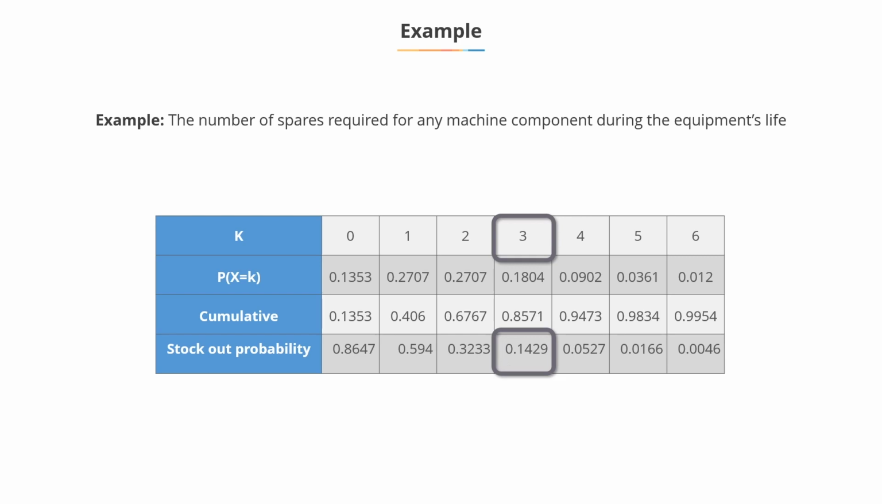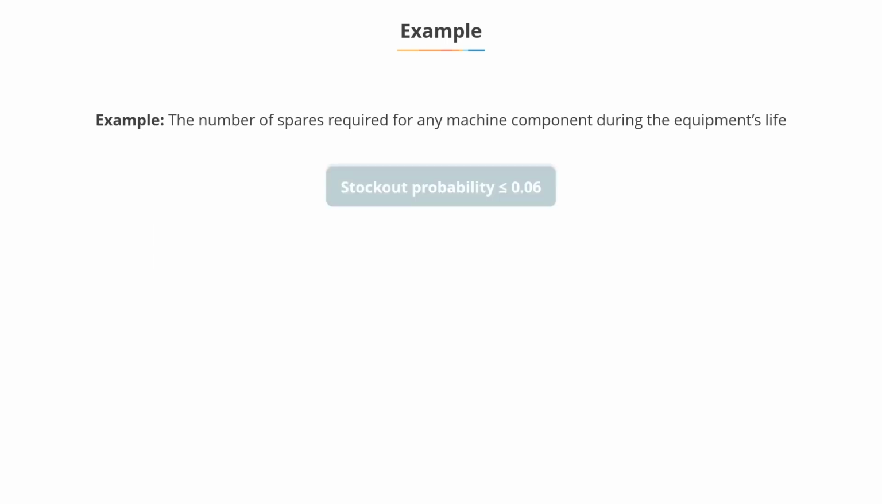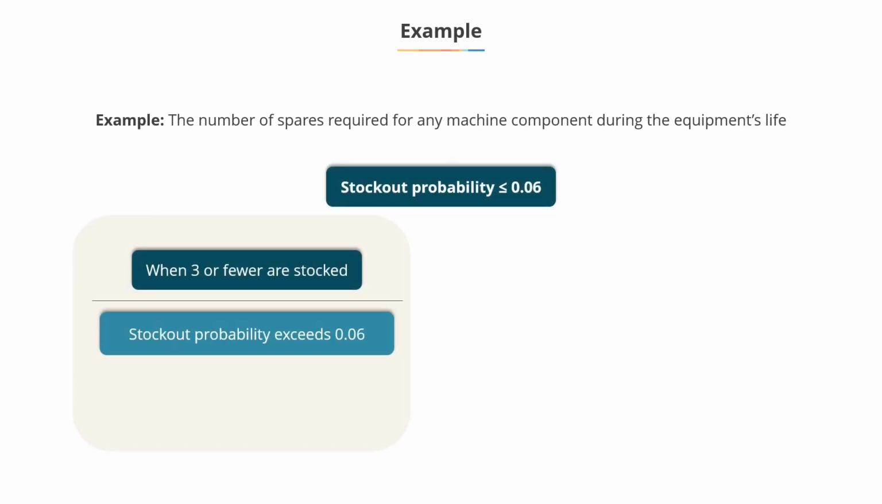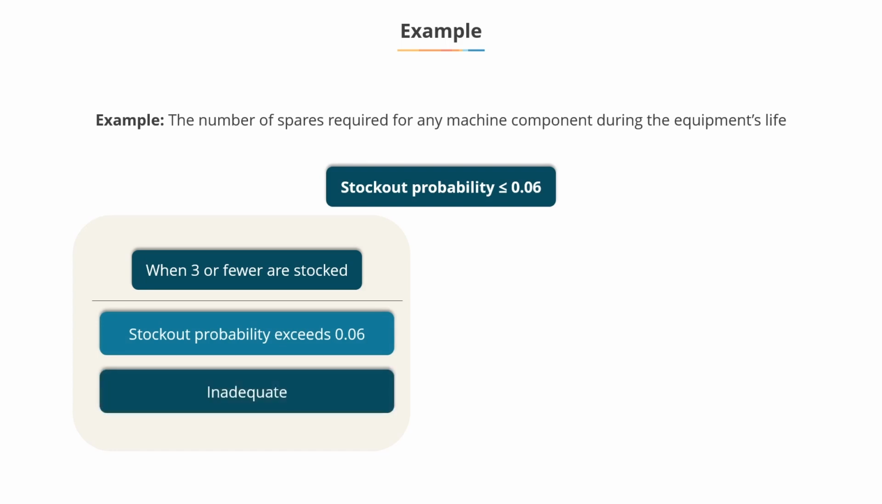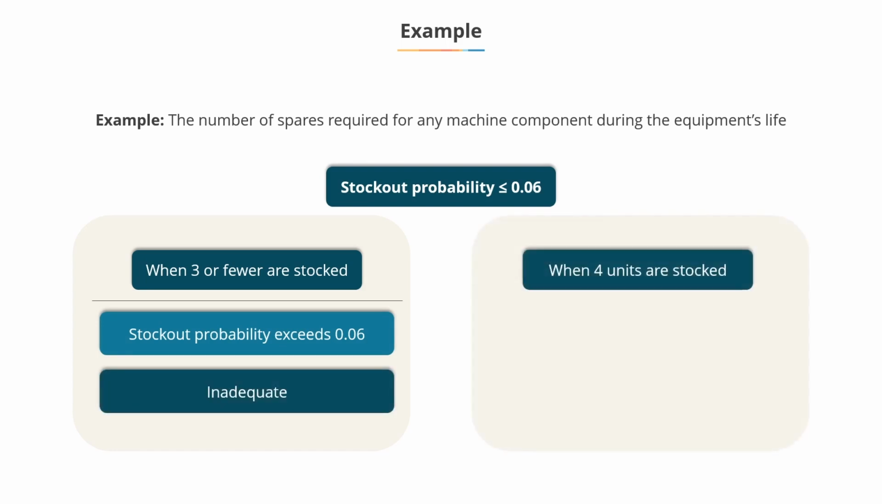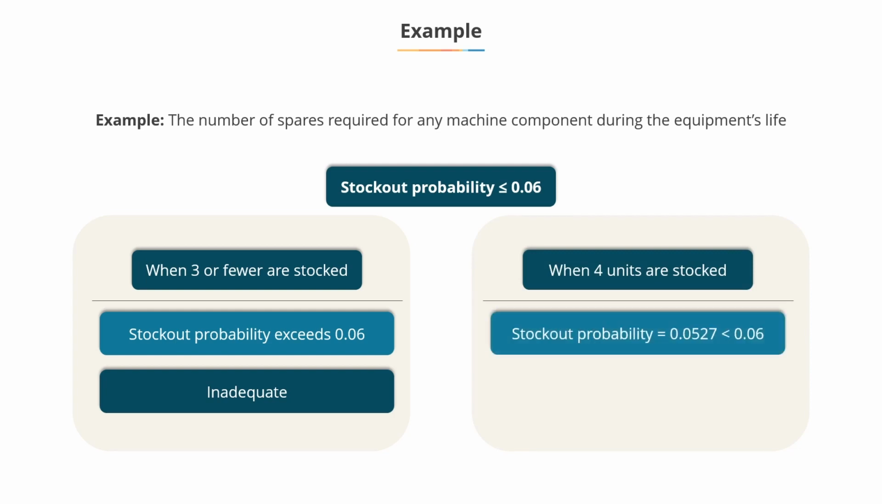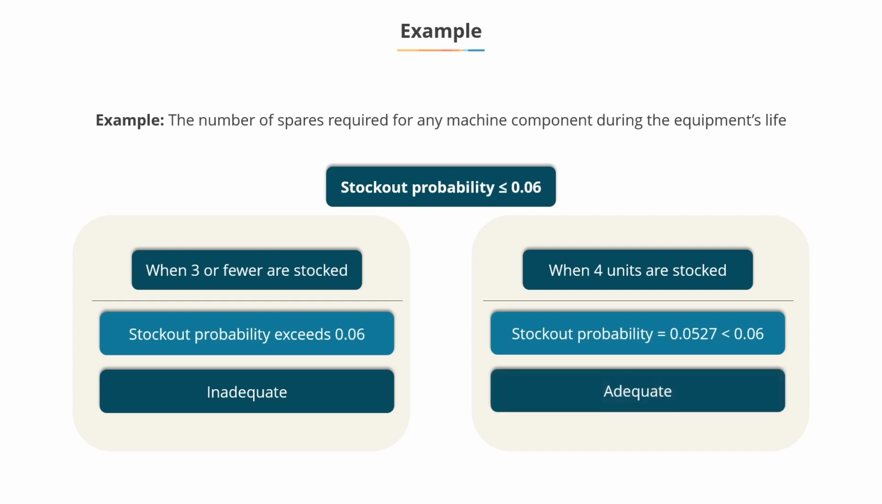When fewer units are stocked, the stockout probabilities are higher. The stockout probability cannot exceed 0.06. Hence 3 or fewer are inadequate. When 4 units are stocked, the stockout probability is 0.0527, which is lower than 0.06. Since the stockout probability should not exceed 0.06, the firm should stock 4 units.